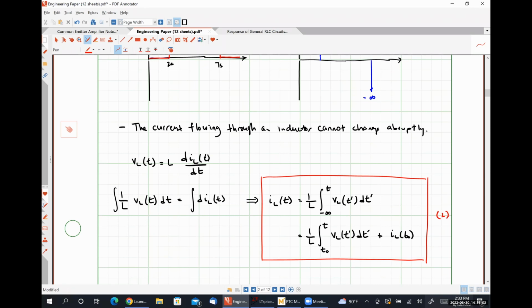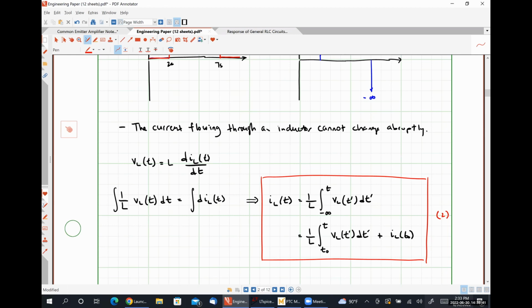So what this equation says is that the current flowing through an inductor is equal to 1 over L times the integral of the voltage drop across the inductor plus whatever value the current had when we started integrating. So effectively, an inductor has a little bit of memory in that its present value of current depends on the past value of the current, okay? This is an important quantity.